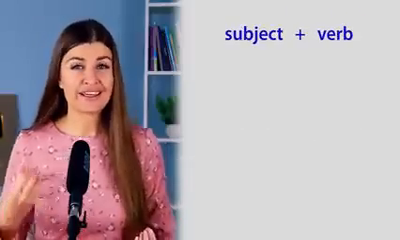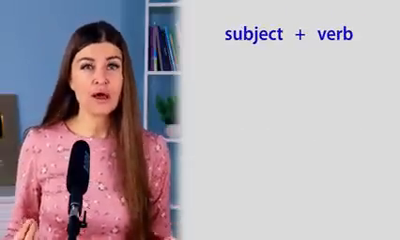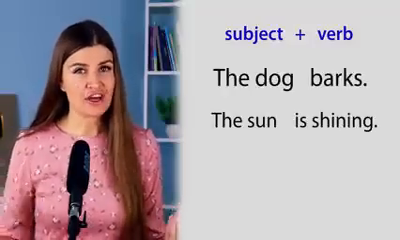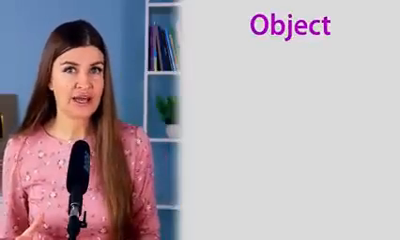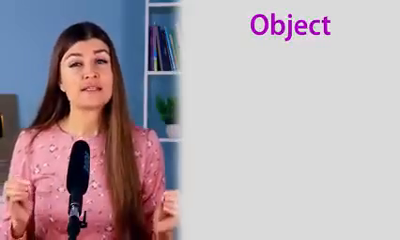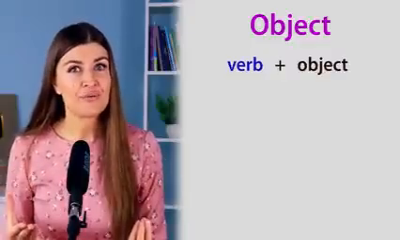Now we can make a simple sentence. We combine a subject and a verb. For example, the dog barks. The sun is shining. In English, there are not only short sentences, but also long and more complex ones. In most cases, a sentence has an object. Not all sentences need an object, but if there is one, it usually comes after the verb.